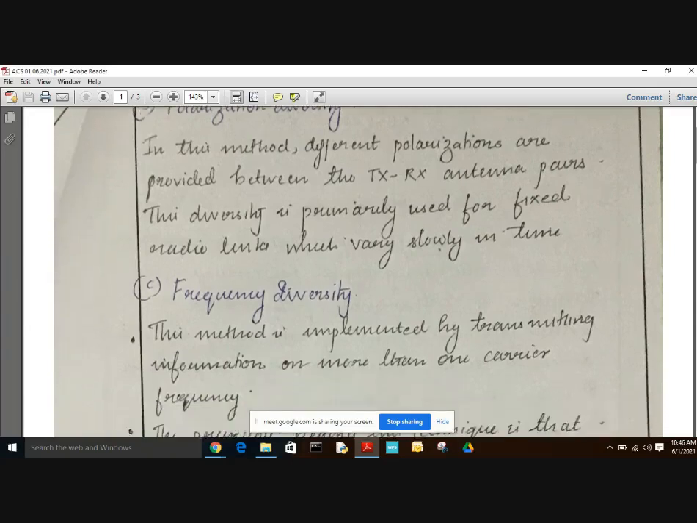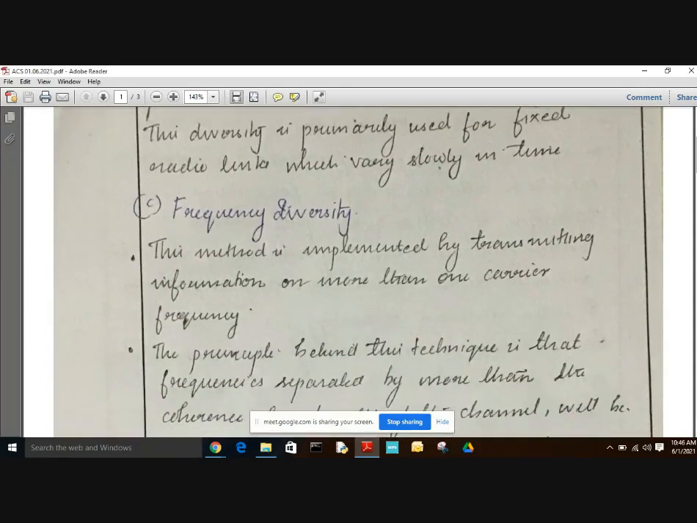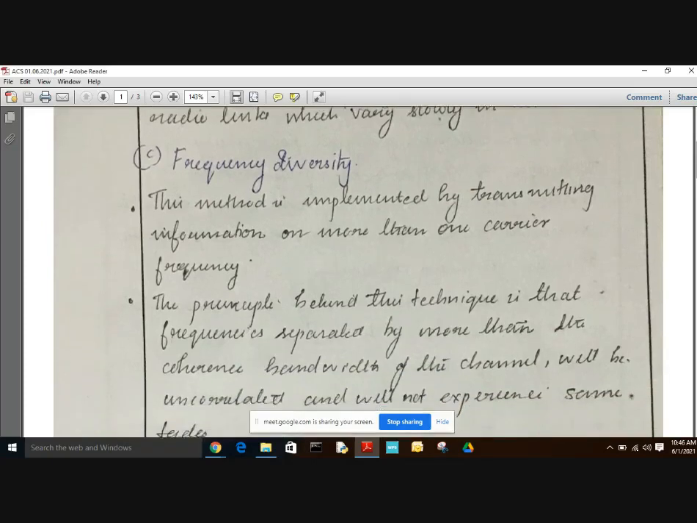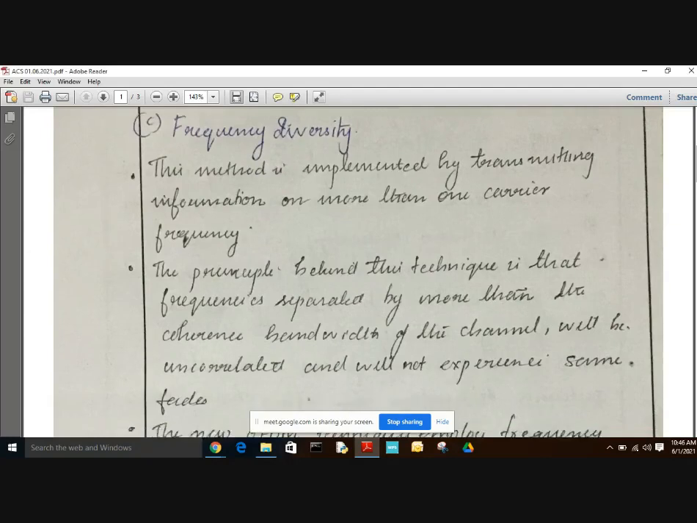And next is the frequency diversity. This method is implemented by transmitting information on one or more carrier frequencies. The principle behind this technique is that frequencies separated by more than one coherence bandwidth of the channel will be uncorrelated and will not experience the same fade.